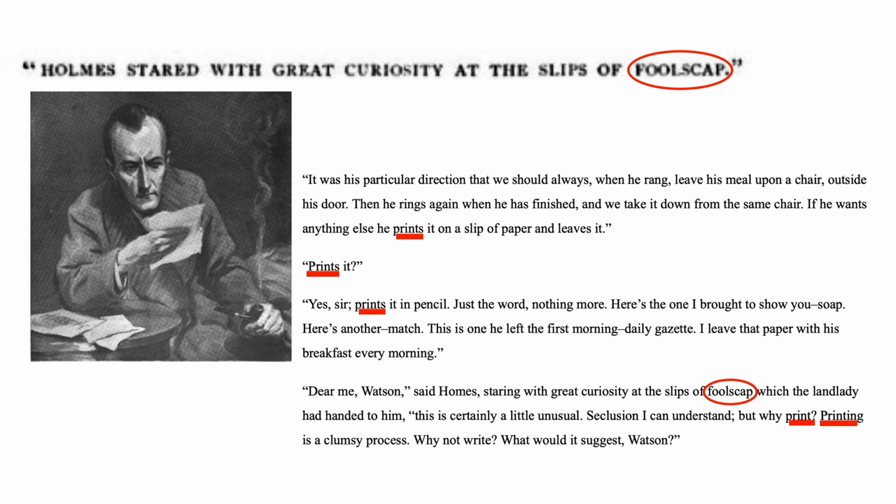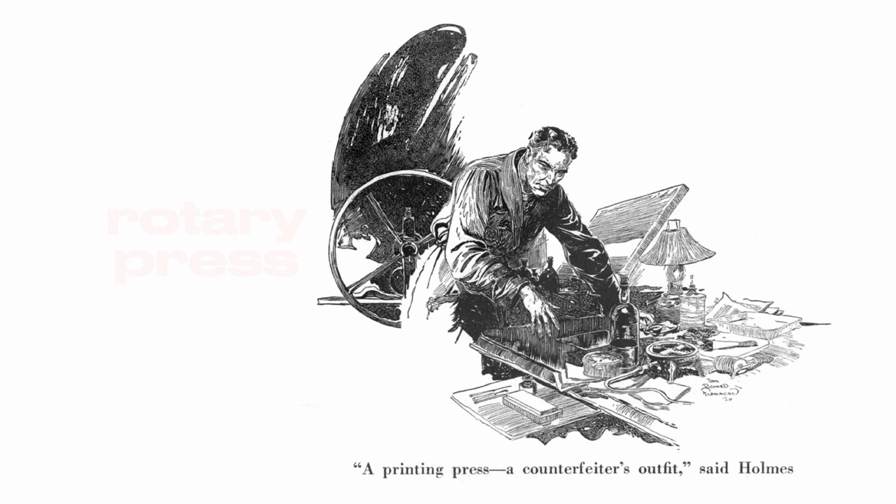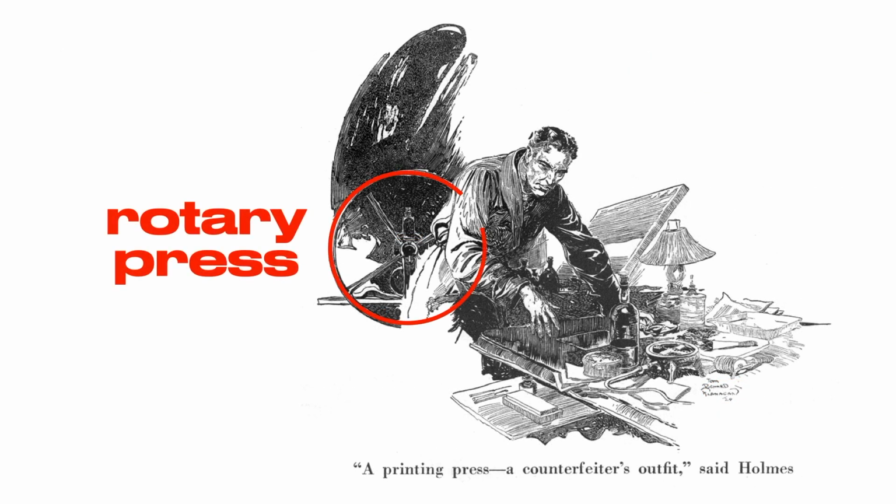Doyle uses the word print, or a variation, 5 times in this short scene. In the story, the word print is meant to distinguish the writing from cursive, but printing could also mean the use of a printing press, rotary printing. So why might Doyle want to bring attention to rotary printing on Foolscap?